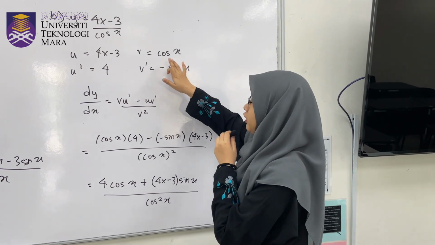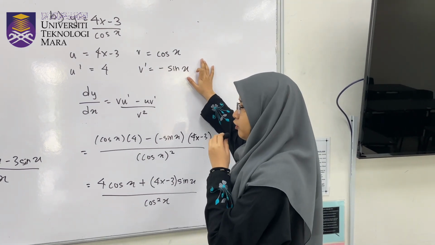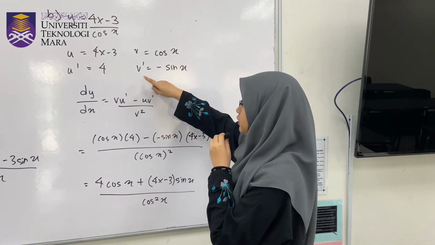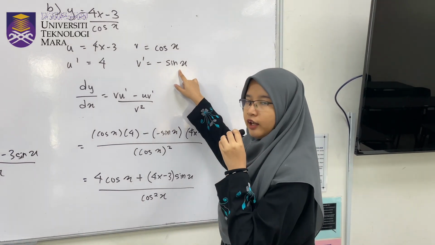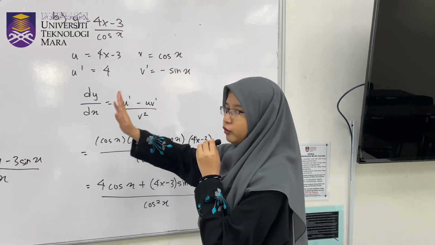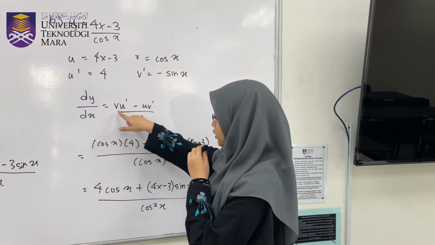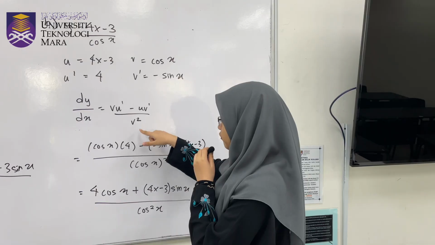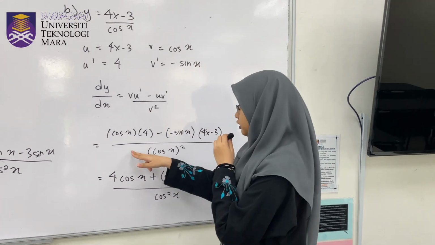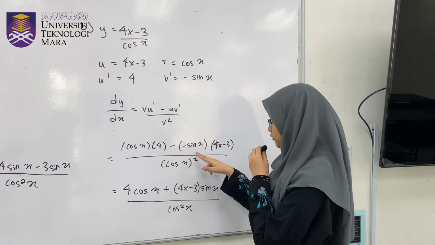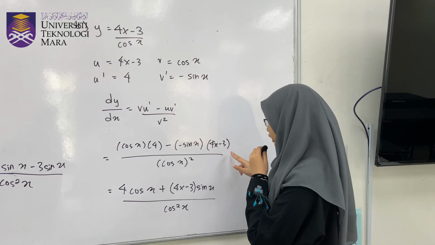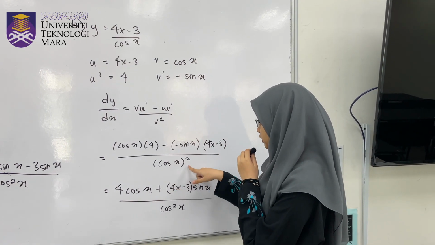And then for v, we have cos x. So, using the derivative of trigonometric, we will derive this into v prime, and we will get negative sin x. So, just like product rule just now, we have to substitute this into the formula, which is dy over dx equals vu prime minus uv prime over v squared. And we will get cos x multiplied by 4 minus negative sin x multiplied by 4x minus 3, over cos x to the power of 2.